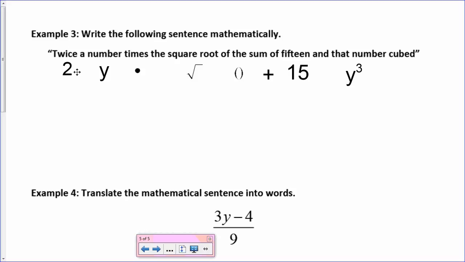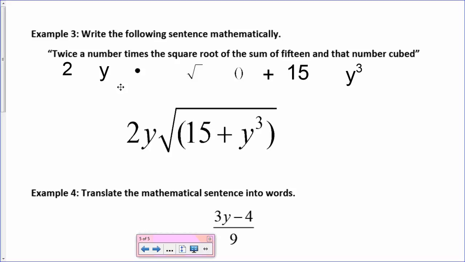So, now I just need to put it together. So, 2 times a number times the radical of the group 15 plus y to the cube. Oh my gosh, y cubed.